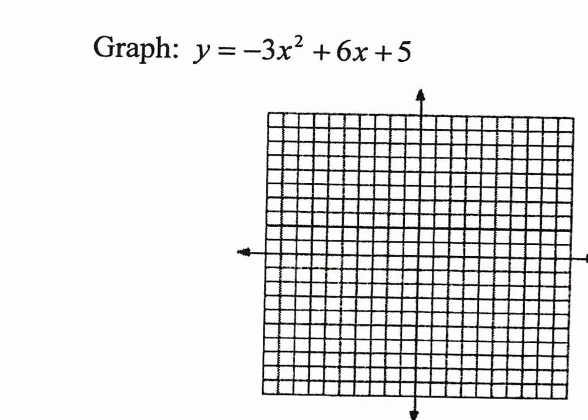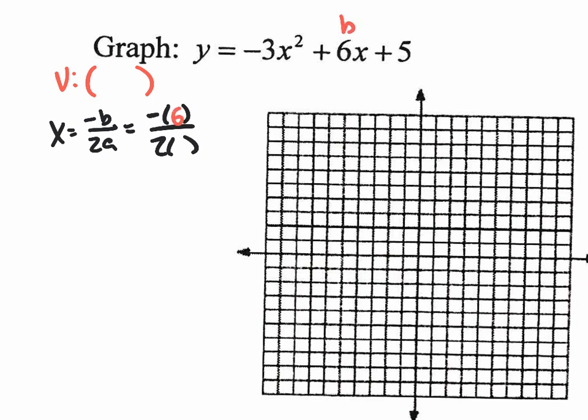So everybody go to this example. Let's put a V for vertex, put the coordinate. And what we need to do is write down the formula, x equals negative b over 2 times a. And whenever you use any formula, I recommend using parentheses. So a negative parenthesis over 2 times parenthesis. And of course, the b value is right here, 6. The a value is right here. It happens to be negative 3.